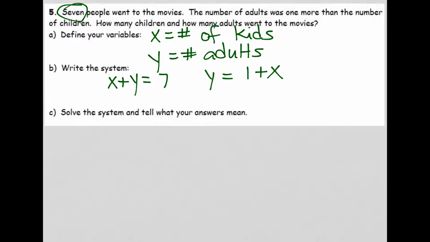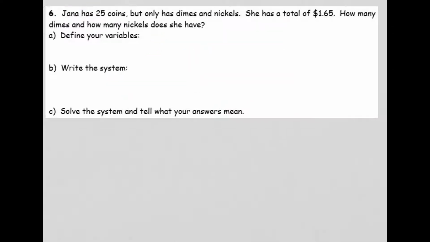So we do have a system of equations, and you can solve it by saying y equals 1 plus x. Then you could replace that y with 1 plus x and keep solving. I'm going to let you finish that.